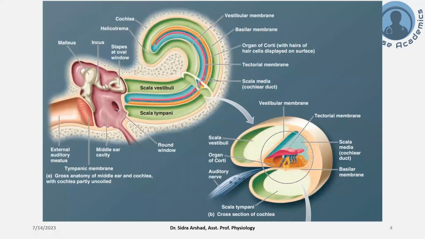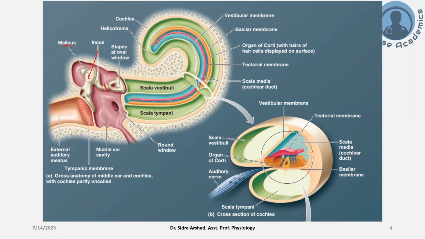Let's look at it in a little bit of detail. The middle ear is characterized by these three bones, out of which the malleus is closely associated with the inner aspect of the tympanic membrane. The incus articulates with the malleus, and the stapes is the bone which articulates with the incus, and it also covers the oval window. In association with the oval window, there is the cochlea.